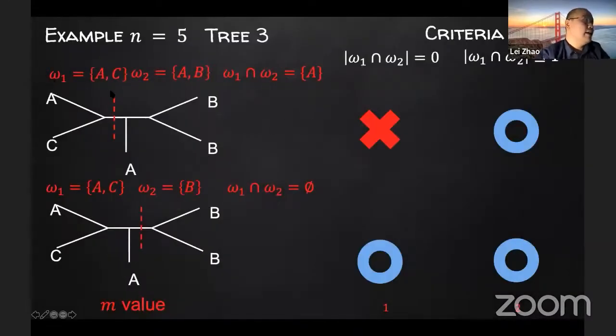And for the third tree, if you cut, you will find that for this more strict criteria, the measurement shows 1, and for the second one, actually both of them pass. So basically, it shows 2. So that clearly says that this tree lies in the middle of tree 1 and tree 2.